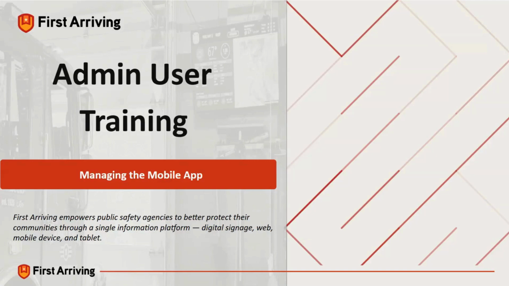In this video, we're going to cover how to manage and troubleshoot issues with the mobile app. The First Arriving mobile app puts the platform directly in your members' hands. Available for both iOS and Android, it gives personnel instant access to announcements, events, documents, required acknowledgements, and dashboard content from their smartphone or their tablet, 24 hours a day, 7 days a week.